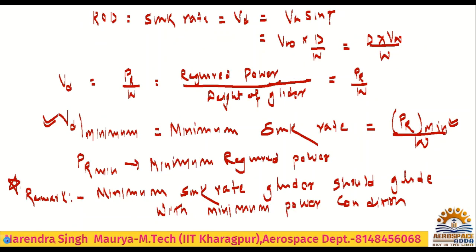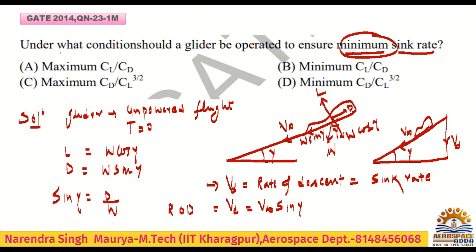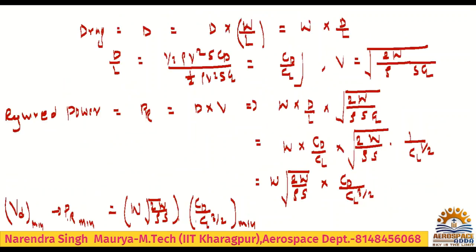Now we will go for the option. Check. For what condition should a glider be operated to ensure minimum sink rate? So for minimum sink rate, what should we have? Minimum required power. And for minimum required power, we got CD by CL to power 3 by 2 minimum. Check, because this is constant, only this is the variable. So for minimum power, CD by CL to power 3 by 2 should be minimum.